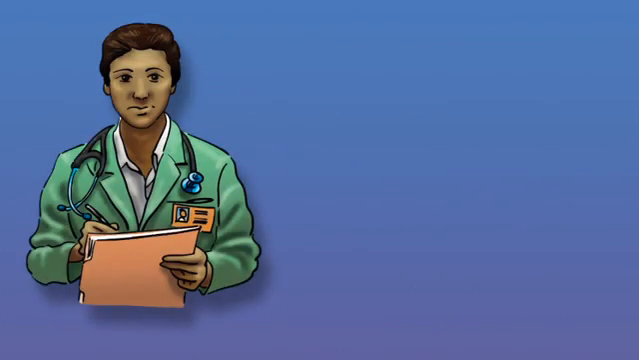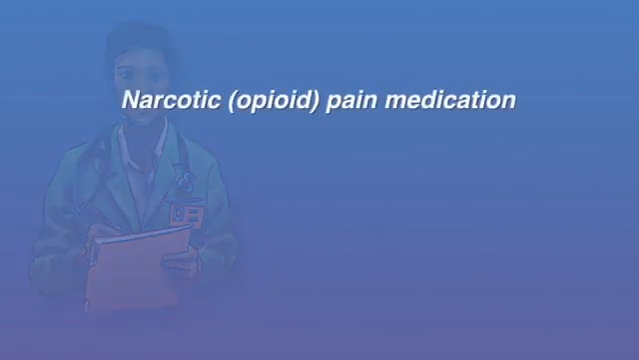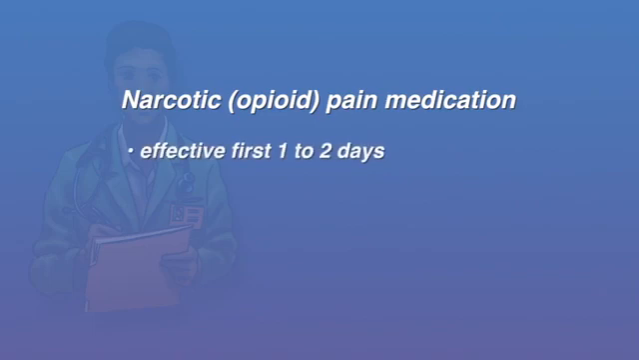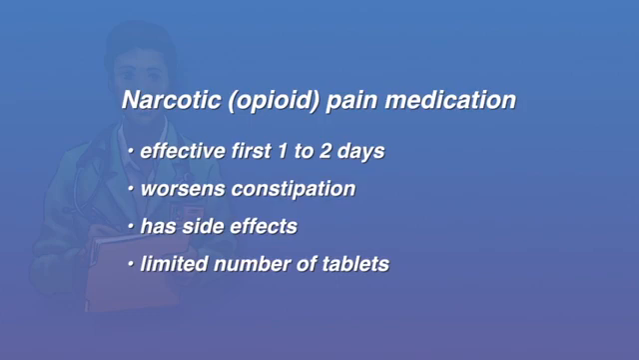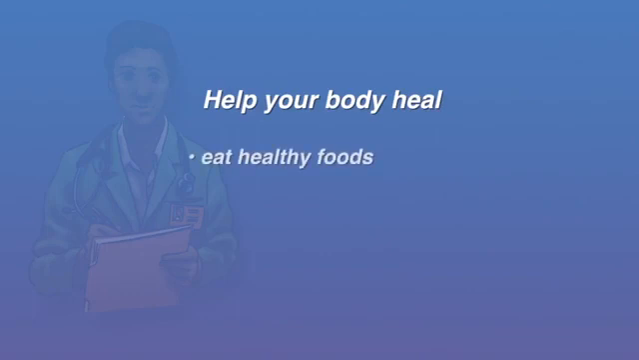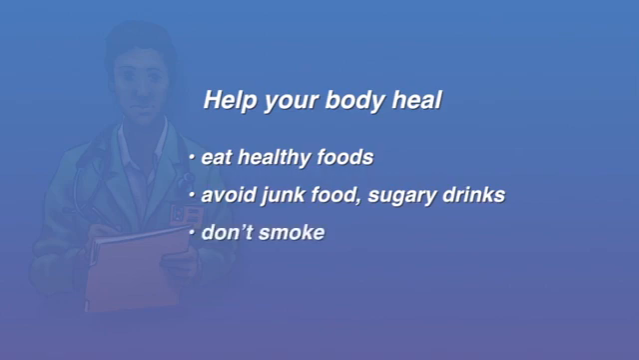Depending on your procedure, you may or may not require narcotic opioid pain medication. Narcotic opioid pain medication is most effective the first 1 to 2 days. After that, narcotic medication worsens constipation and has other side effects. For this reason, you may receive a limited number of tablets with your prescription. Use all medication with care and only as instructed by your surgeon. You can help your body heal. Eat healthy foods. Avoid junk food, sugary drinks, and don't smoke. Smoking and high blood sugar slow healing.